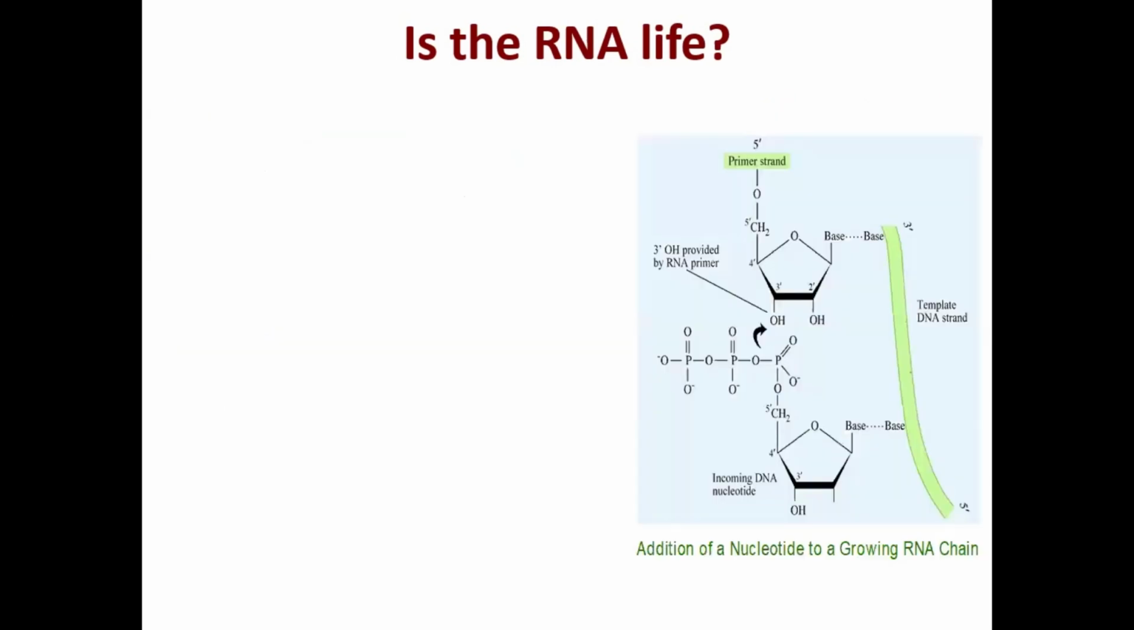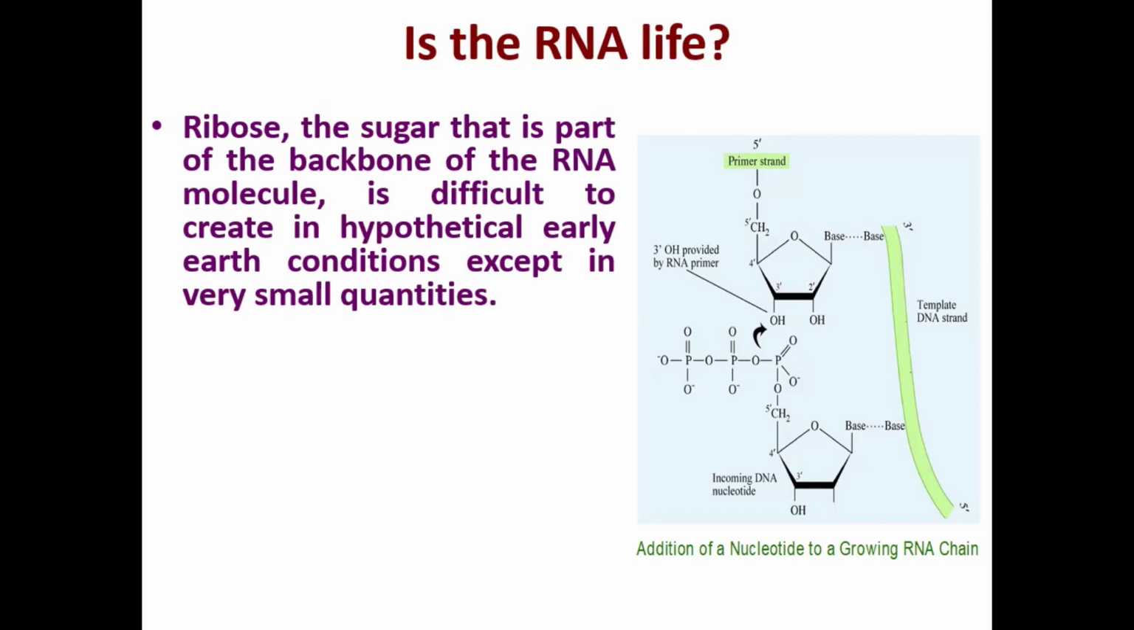Why am I telling this? If you see the typical RNA structure, it has the sugar ribose. Whenever we work on RNA, even in our labs, we take a lot of precautions because RNA is highly degraded immediately. The ribose is a sugar that is part of the backbone of the RNA molecule. It is difficult to create in hypothetical early Earth conditions, except in small quantities.